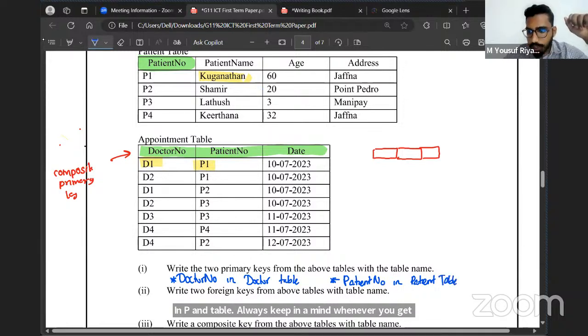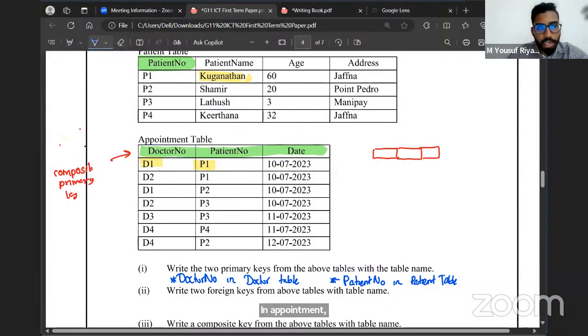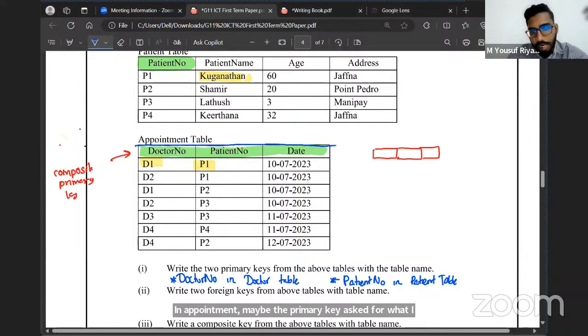Now in the appointment table, doctor number is not a primary key. Always keep in mind, it should be unique in the appointment table. In the appointment table, the primary key, as I told you a while ago, is all three fields: doctor number, patient number, and date. All three, not only doctor number, because a primary key can't repeat. If you take only doctor number, see, this is repeating. D2 is again repeating. D4 is again repeating. So if you just mention doctor number in appointment table, that's wrong.